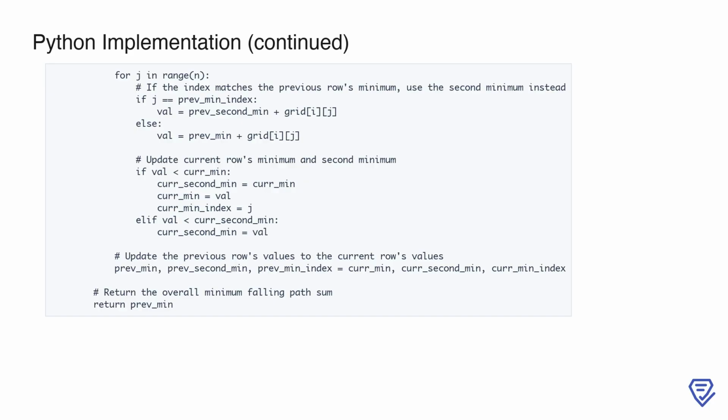If the value isn't smaller than cur_min but is smaller than cur_second_min, we adjust only cur_second_min. After processing all columns in the row, we update the previous row's minimum and second minimum values, as well as the index, to the current row's values. This ensures that the next row's calculations are based on the most recent data. Finally, once all rows are processed, we return prev_min, which holds the overall minimum falling path sum for the grid.